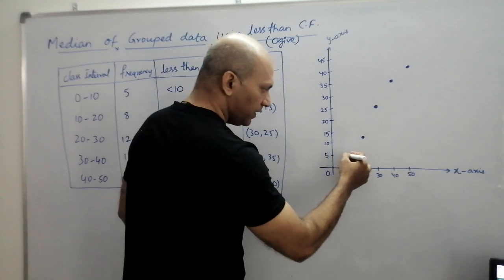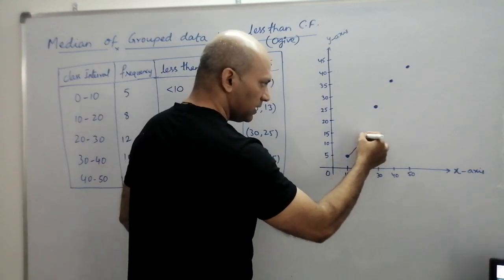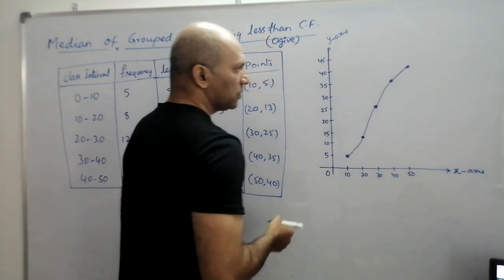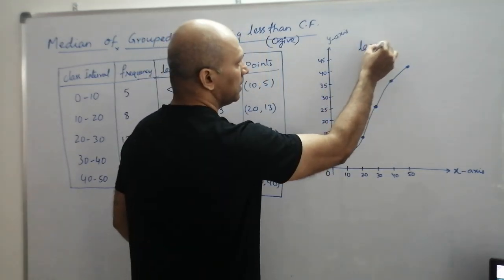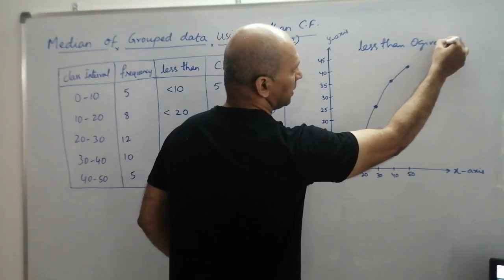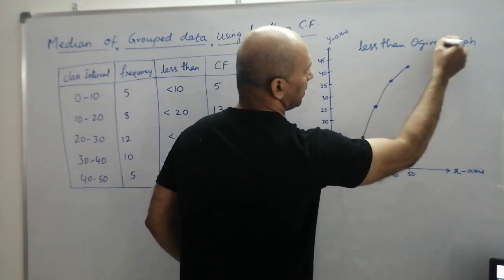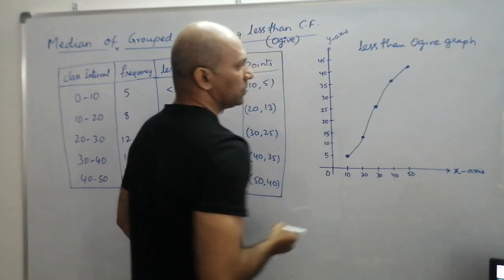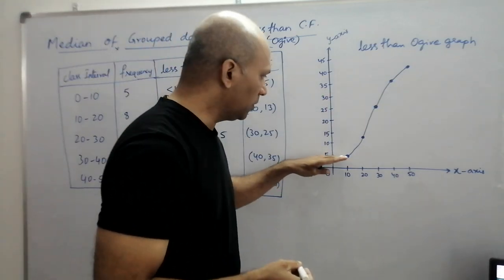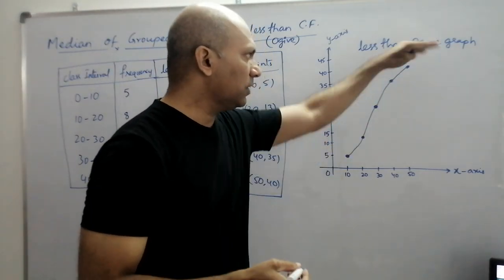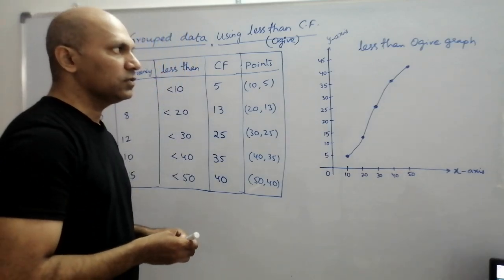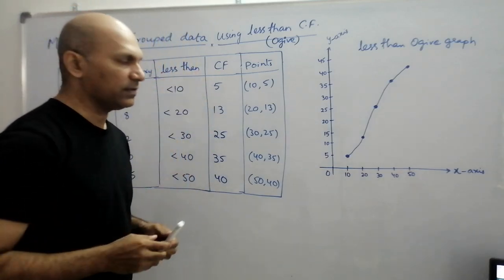Now it's a freehand graph. Do not use scale. Just draw it with freehand. So this is our less than ogive graph. Less than graph will be a rising graph from lower point. Okay, it will go higher. Alright, less than ogive graph will be a rising graph.